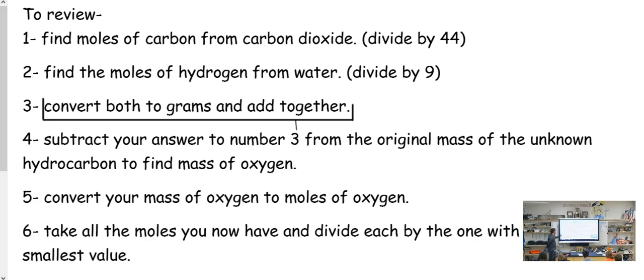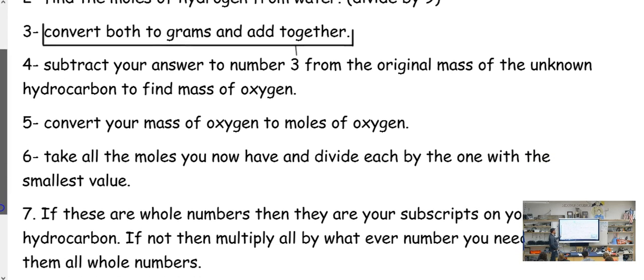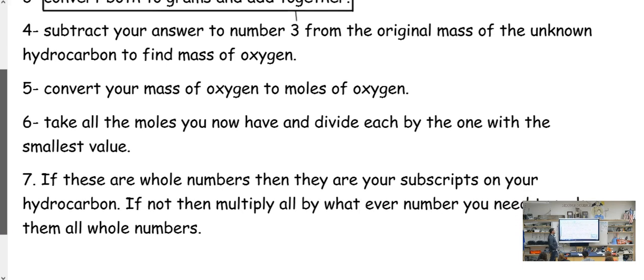6, take all the moles you now have and divide each by the one with the smallest value. This is like running a race, and all of this is the uphill, and then when you get here, that's the downhill. You're like, I can do this part all day, all right? Because dividing by that and finding that is actually somewhat enjoyable. If these are whole numbers, then they are your subscripts on your hydrocarbon. If not, then multiply all by whatever number you need to make them all whole numbers. A lot of steps, right? I tried to write them out as specific as possible. You are welcome.